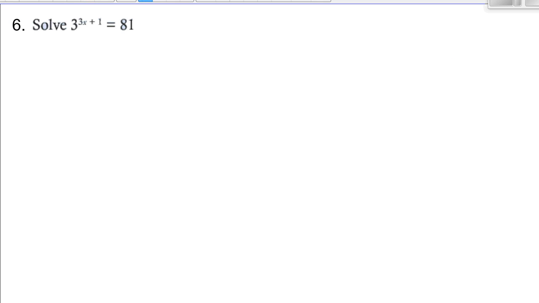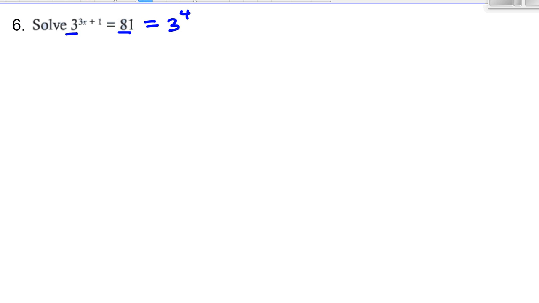Okay, here's another example. Of course, here the bases are not the same, which means I need to express this so that it has the same base as 3. So this is 3 to the power 4, because 3 to the power 4 is 81. Now I have the same bases.